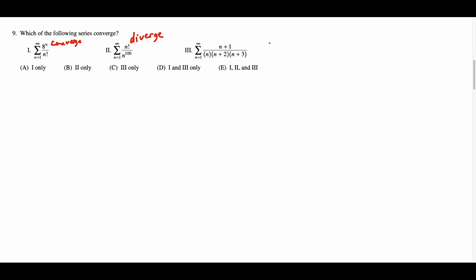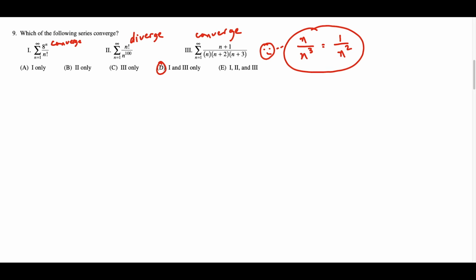And then this last one here, what am I thinking about that tells me that this thing converges just by glancing at it? I think about this, it reminds me of n over n times n times n, which is n to the third power. Because with series, the leading terms are the ones that matter the most. And this is going to work out to 1 over n squared, which is a convergent p-series. So just by looking at this, without doing too much heavy lifting, I want to say that this is choice D.